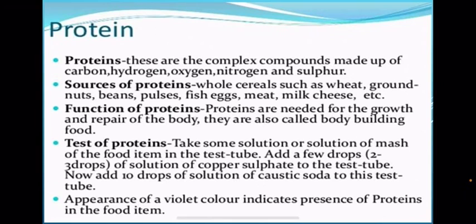Test for proteins. Take some solution of mashed food in a test tube. Add a few drops of copper sulfate solution to the test tube. Now add 10 drops of caustic soda to the test tube. Appearance of violet color confirms the presence of protein.